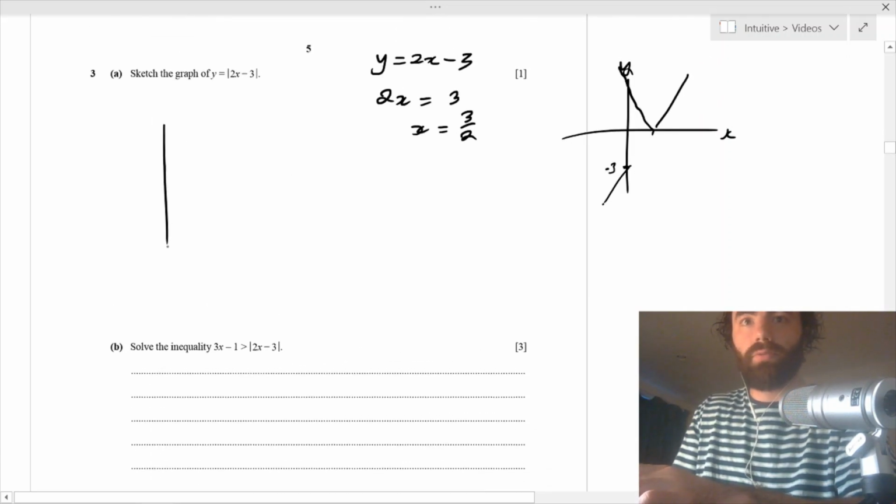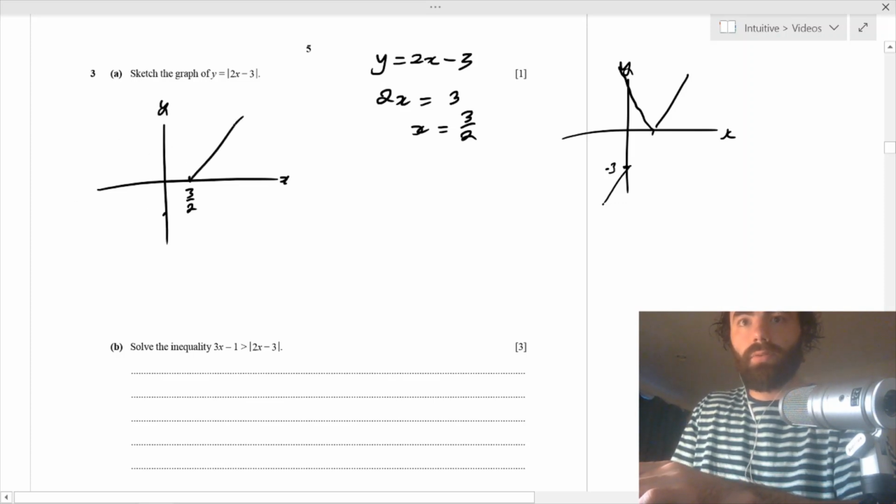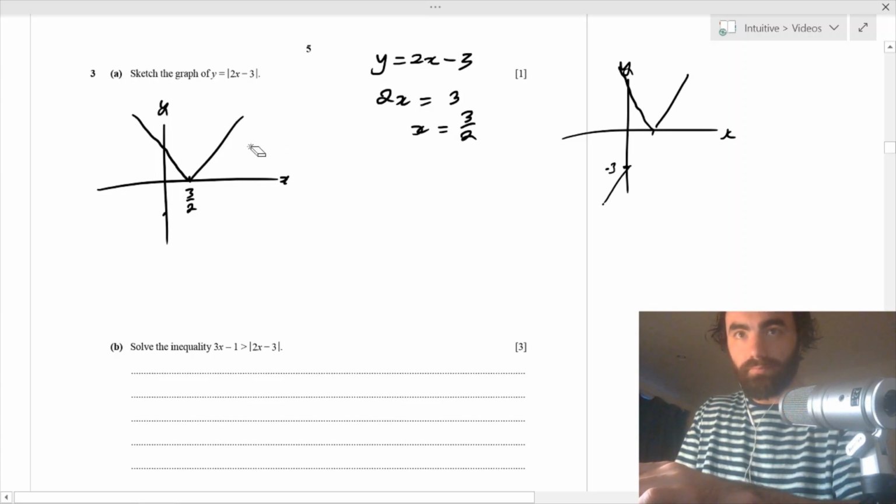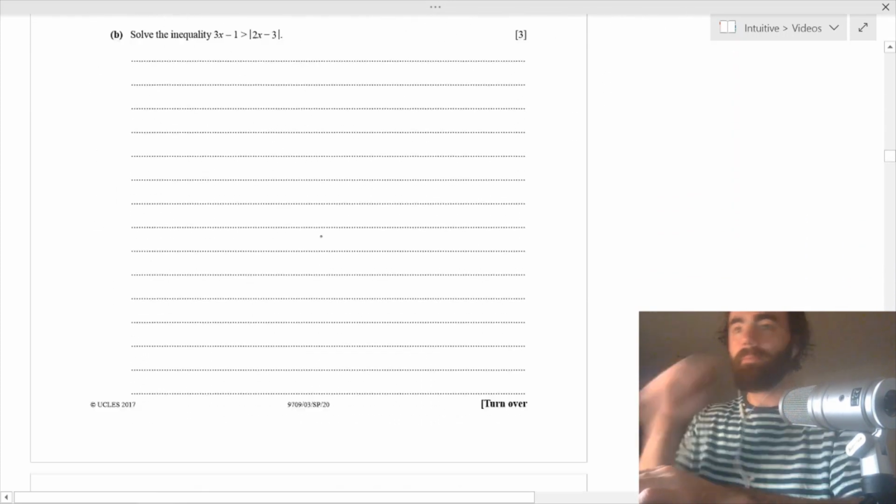So if you sketch it properly, you could put a key point, -3, and 3/2 here. It's the x, it's not the y. And so it's going to look something like this. Just a rough sketch. You could even put in that this part is y equals 2x minus 3. Okay, so it looks like that.